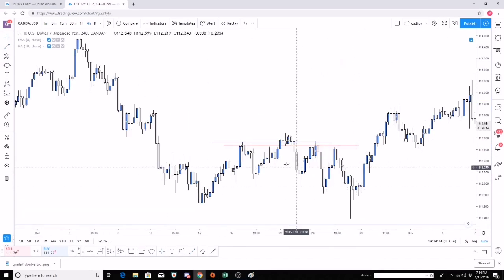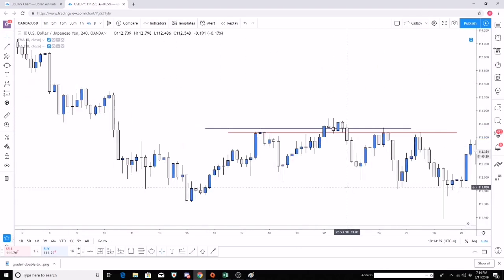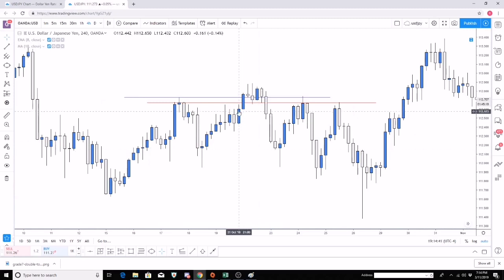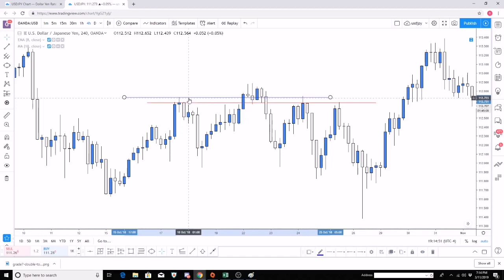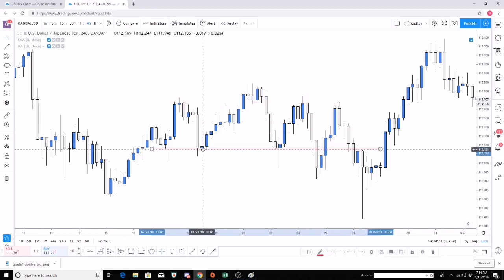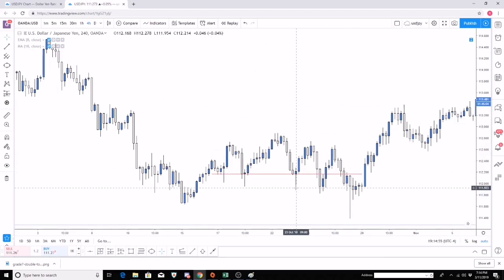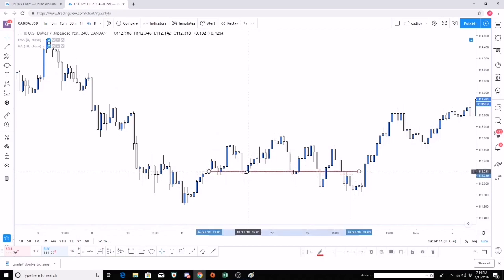Notice how when the market came back up, it closed above, right? We would have never entered this trade, right? Unless this candlestick came, touched it, this would have been the activating candle, but this candle came and closed above the highest high, making it an invalid double top.